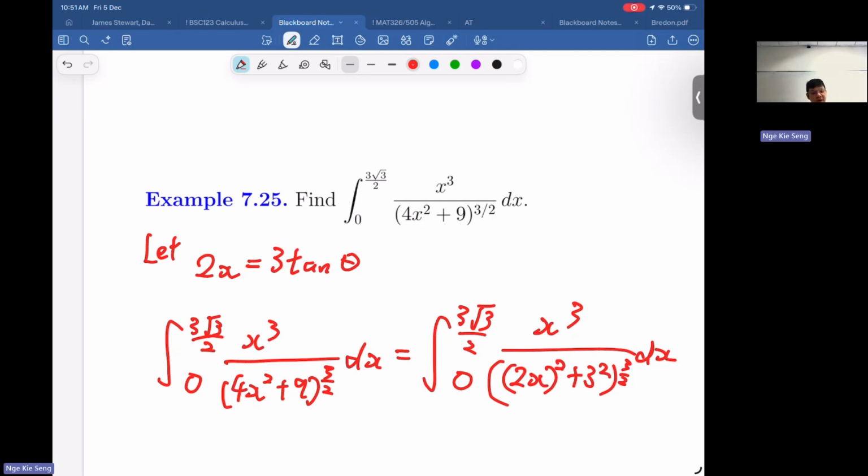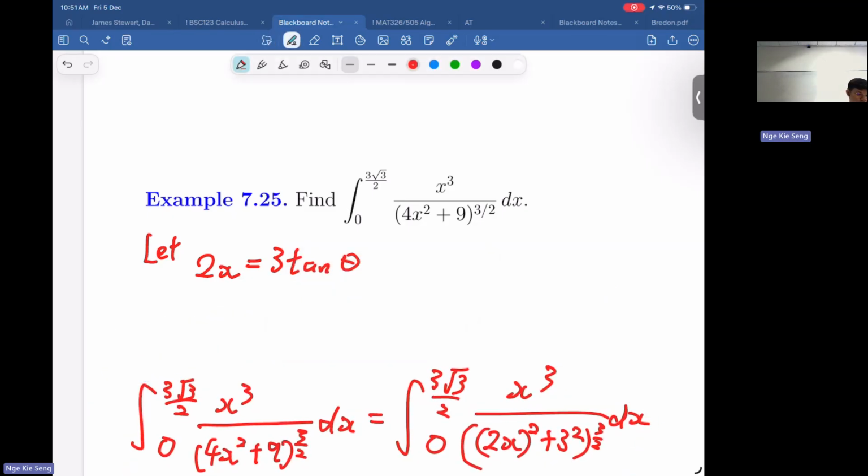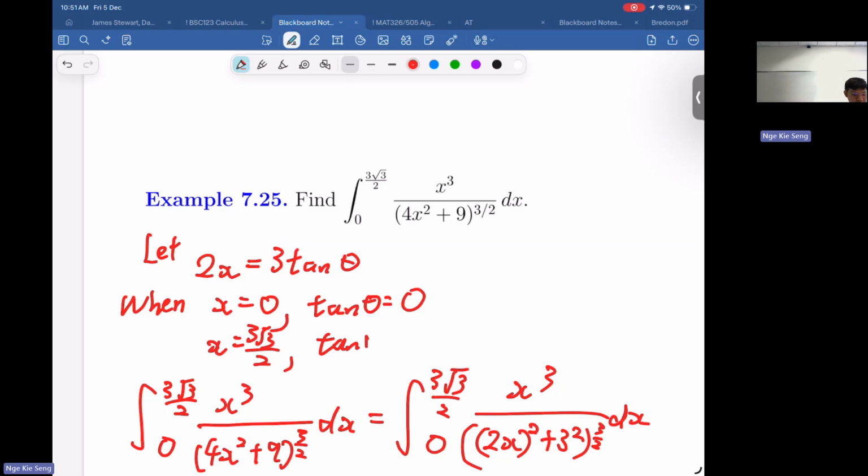And then you do the substitution. So this is a definite integral. So again, you need to change your limits. When x equals 0, what's your tangent theta? And when x equals 3 square root 3 over 2, what is your tangent theta? And then you're going to solve for your theta.